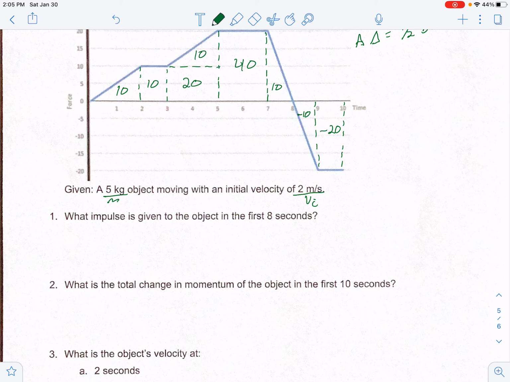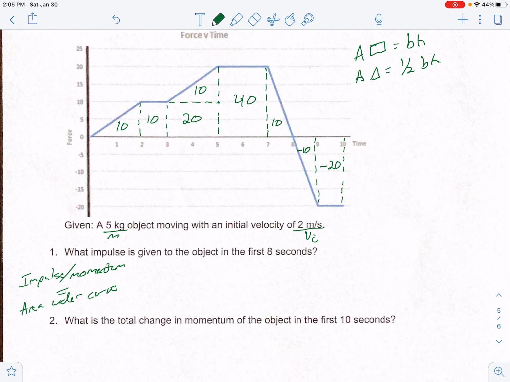So what impulse is given to the object in the first 8 seconds? Okay, impulse slash momentum equals area under curve. So impulse slash momentum is just the area under the curve. In the first 8 seconds, we would just find the total area under that line. So from 0 to 8, I'm just going to add all that up.